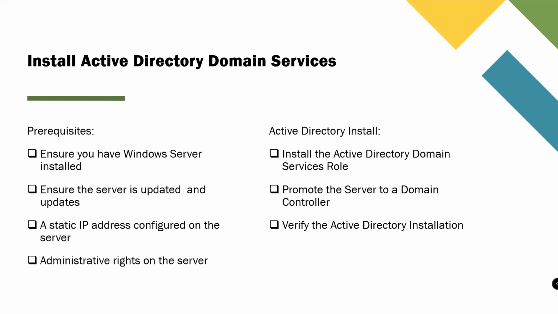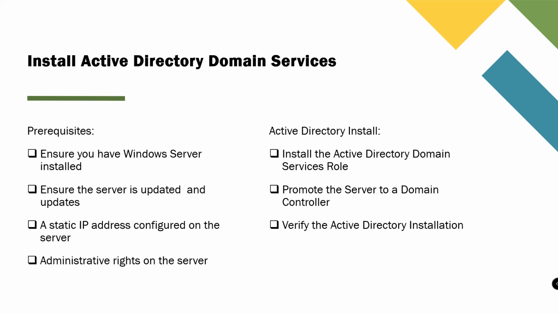We have to install a server. So if you have any type of server, you can install Active Directory. It comes built in, whether it be Windows Server 2003, 2005, 2008, 2008 R2, 2012, 2016, I think 19, and then 22, and then I think we're in 25. And then the server needs to be updated, which is a good best practice.